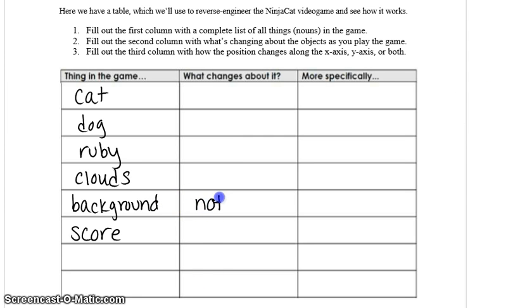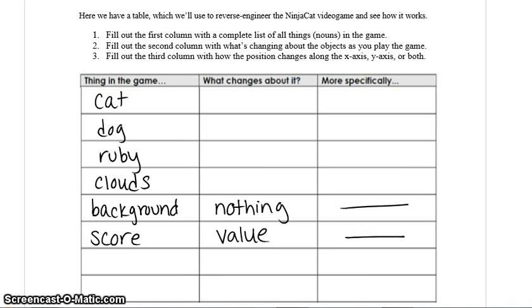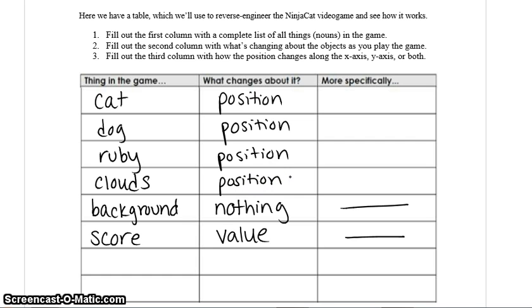I'm going to start with the background because hopefully you noticed that nothing was changing with the background. The other 4 things in the game, the cat, the dog, the ruby, and the clouds, were all changing position. So we have to be a little bit more specific here because the position could be changing in the X direction only, that would be left and right, could be changing only in the Y direction, that would only be up or down, or the position could be changing in all directions, up, down, left, and right. That would be in the X and the Y direction.